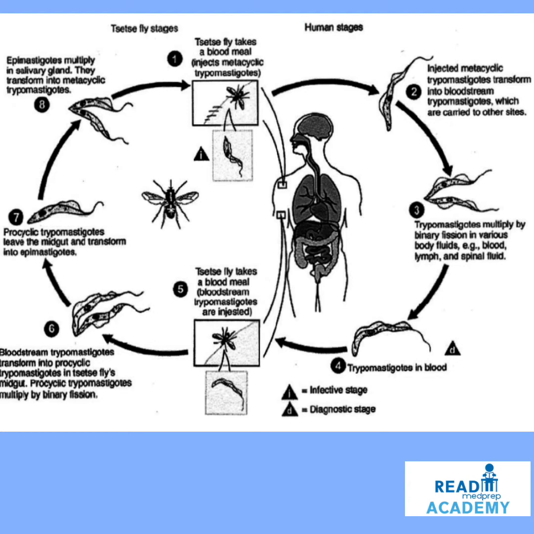Procyclic trypomastigotes leave the midgut and transform into epimastigotes. These epimastigotes multiply in the salivary gland and transform into metacyclic trypomastigotes. These metacyclic trypomastigotes are ready to be injected into humans when a tsetse fly takes a blood meal. This is the life cycle of trypanosomiasis.